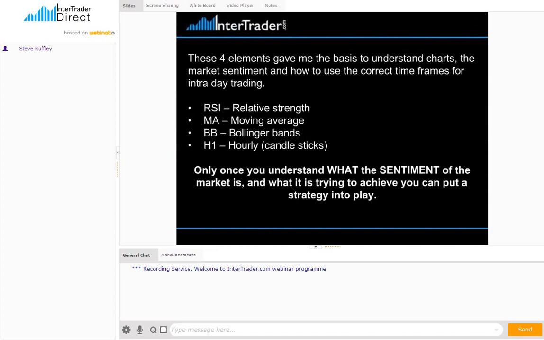So the four elements I use in my strategies, again, are RSI, moving averages, Bollinger Bands, and hourly candlesticks. So again, what we're trying to figure out is what the market sentiment is, what the market is trying to achieve. And you can see that quite clearly when you look at RSI, Bollinger Bands, just even by looking at the candlesticks themselves, you can understand if a market is aggressively buying up or selling down. So ultimately, what we're trying to do is figure out where the areas of support and resistance are, and do the basics well. Buy low and sell high.